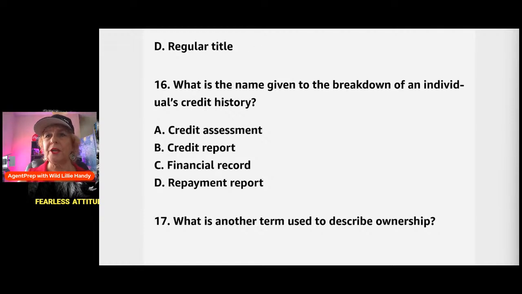All right, the answer here is 16B, your credit report. That is very important in order to purchase a home, cars, anything that you want to purchase. They ask for your credit report. Now, that's not the only way you can buy, right? There's always owner financing and other methods.